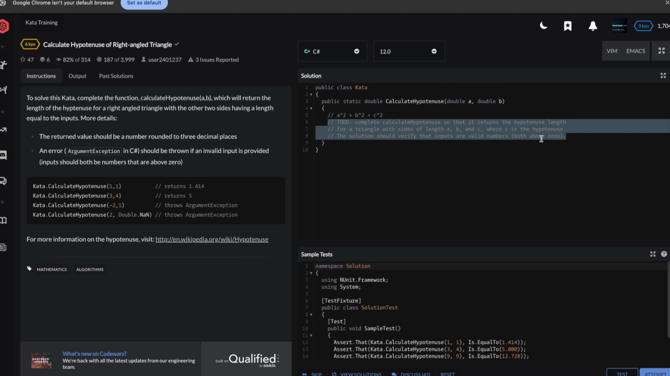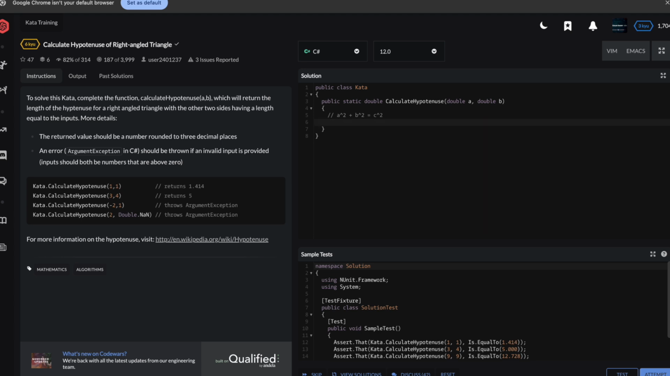Notice here that they also say that both inputs are valid numbers and above 0. I don't think they mentioned that on this side, but even if you didn't know, that would have come up. So first things first, we'll validate our input. We can say if a is less than 0 or b is less than 0. We'll start with these for now. We'll have to check for not a number, but let's just get the idea across. Then we're going to throw a new argument exception, which is a more specific type of exception. Basically, we do this when there's some kind of error.